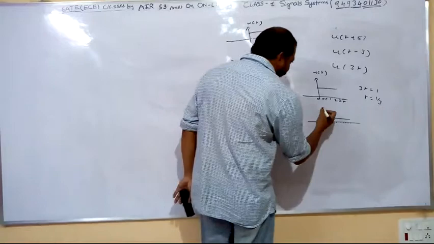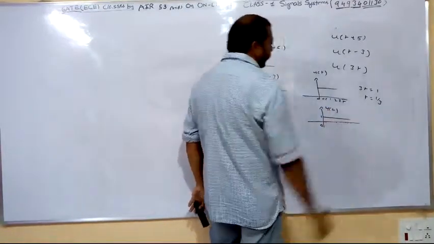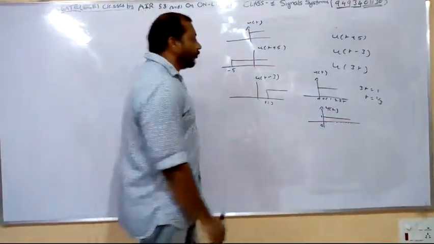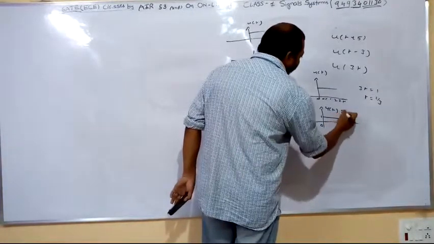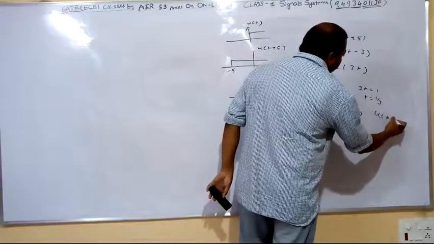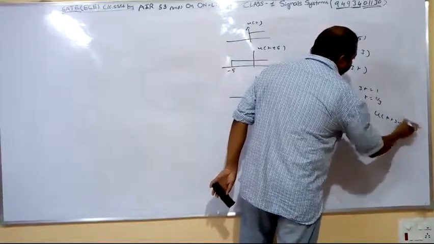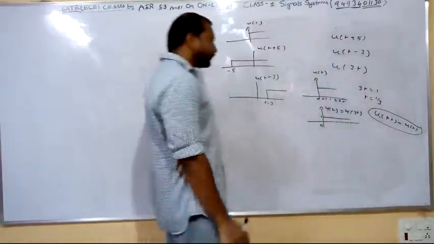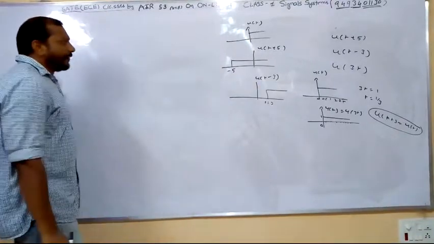So this signal also can be represented as u of t only, which is equal to u of 3t. So you can conclude u of kt is equal to u of t only.